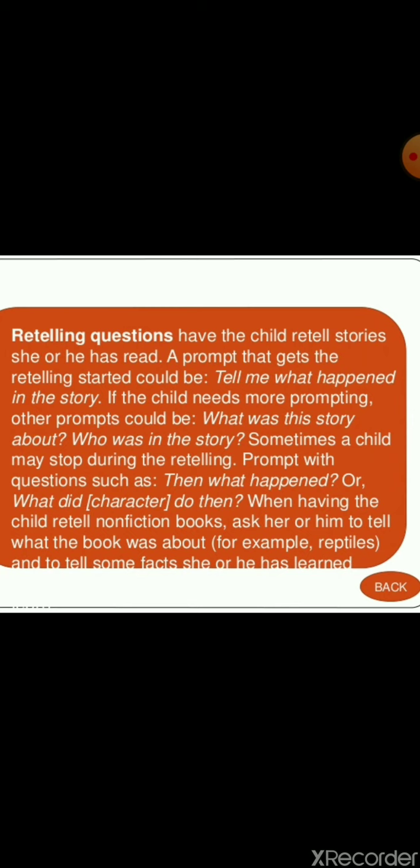Now, a retelling question that you must have done in your schooling, like 8th, 9th classes, okay, when you are writing very long answers, means what has been asked or what has been told in the passage, you need to repeat the same in your own words. This is also another type of questioning.